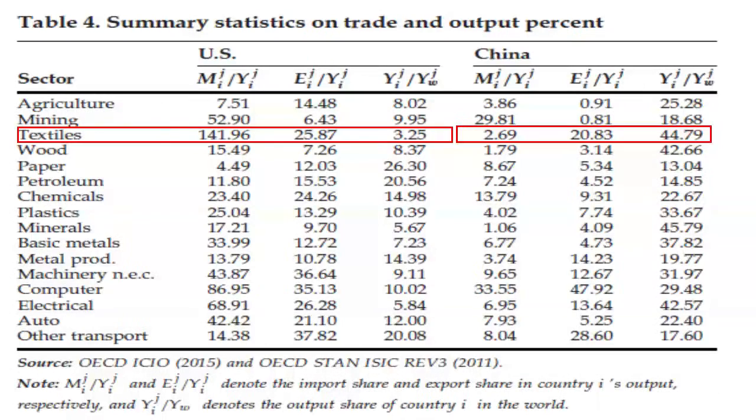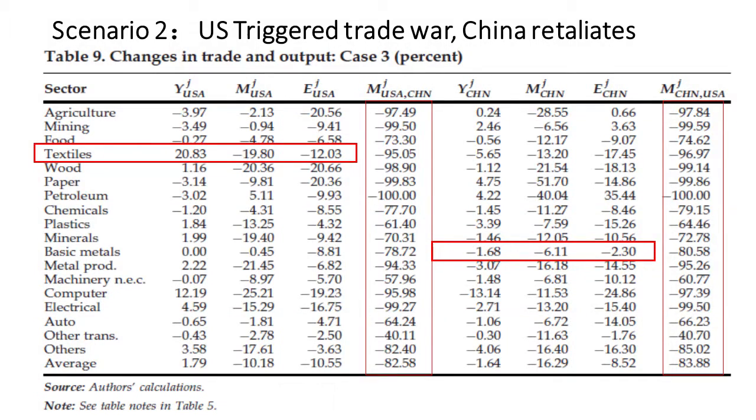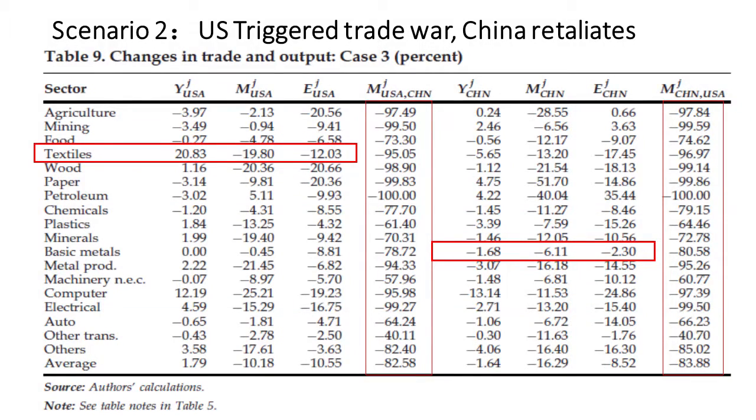Let's look at the results. The first option is gone, because China has already retaliated. Now let's go to the second option: China retaliates with the identical rate. What will happen? We have around 20 industries, and in all these industries, the bilateral trade between the two countries is reduced a lot. For example, oil is reduced by almost 100%.